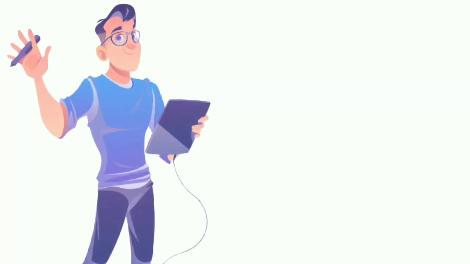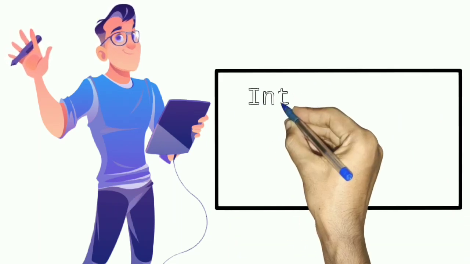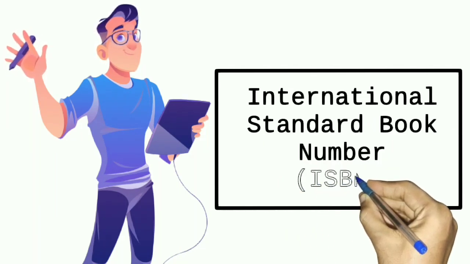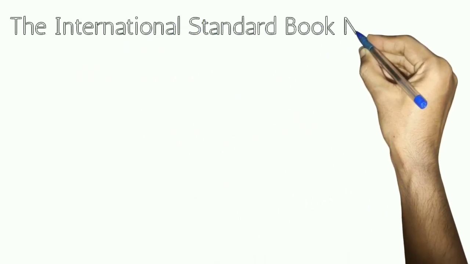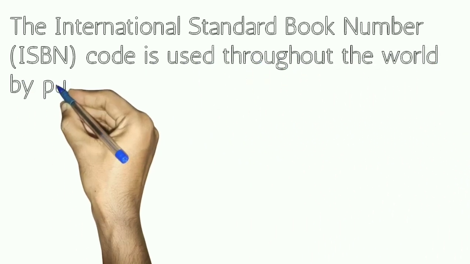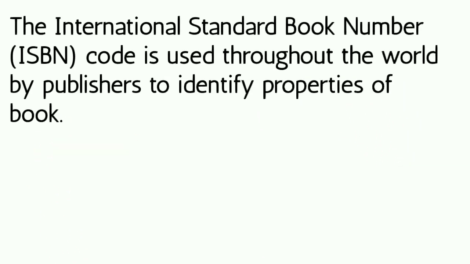In this video, I'm going to discuss a topic in mathematics in the modern world entitled International Standard Book Number or ISBN. The International Standard Book Number or ISBN code is used throughout the world by publishers to identify properties of books. Actually, the ISBN code is a barcode and usually nakikita to sa likod ng book.